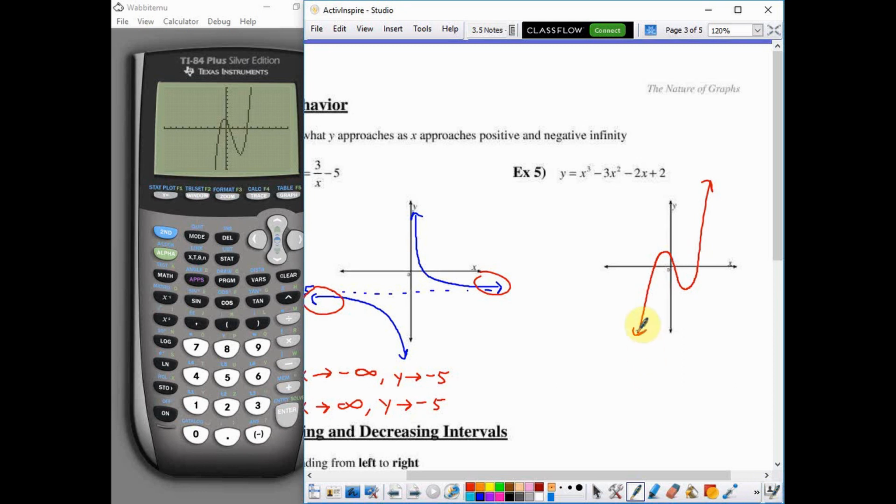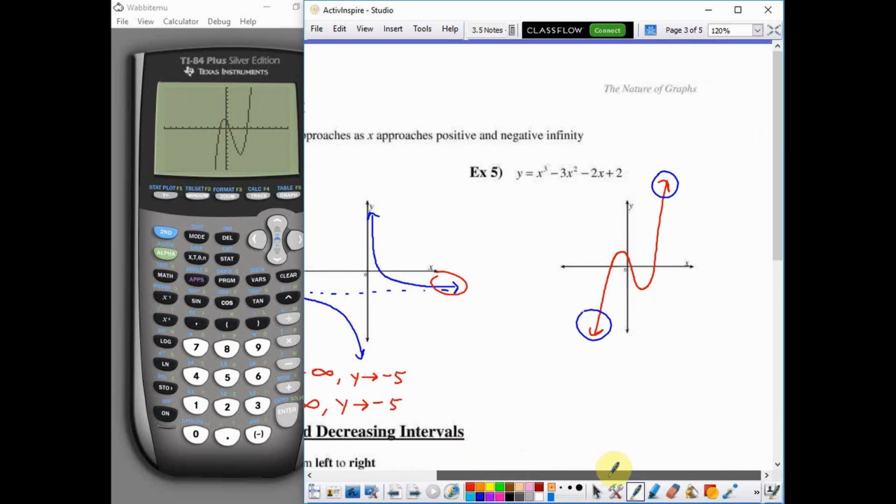For the end behavior, I'm concerned with the left side and the right side. As this graph is going to the left, that means as the x value approaches negative infinity, the y value is going down, and it's going to continue going down forever. So in this case, y is approaching negative infinity. If on this side it did something like that and it was going up, I would still have as x approaches negative infinity because it's still the left side, but then I would put that y is approaching positive infinity.